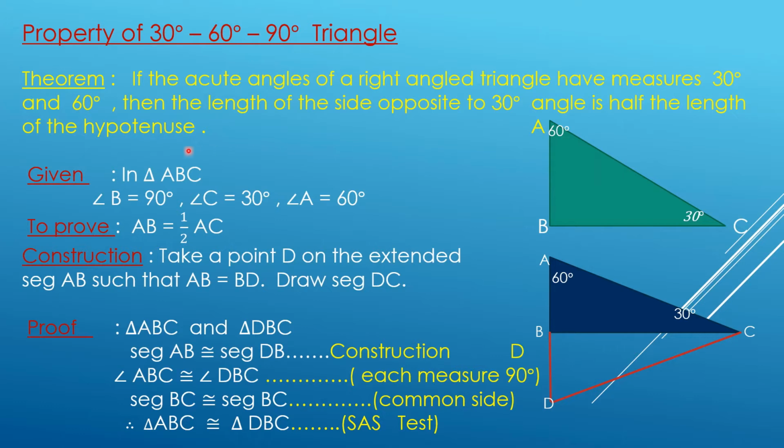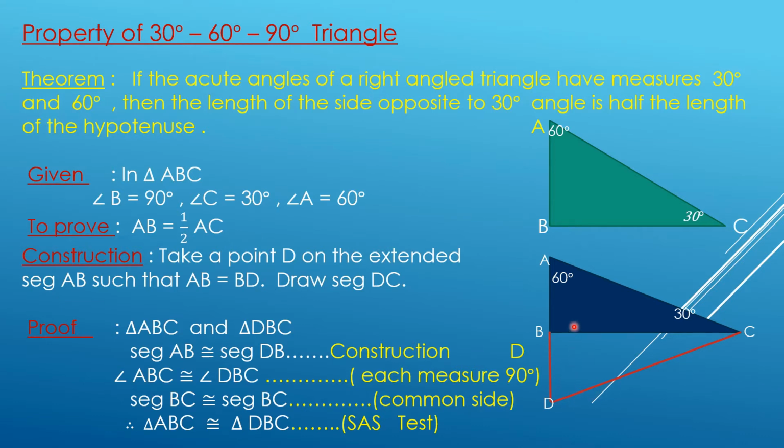First you have to write the given. In triangle ABC, angle B is equal to 90 degrees, angle C is equal to 30 degrees and angle A is equal to 60 degrees. Then to prove: AB is equal to half into AC. Then by construction, take the point D on the extended segment AB such that AB is equal to BD, and then draw the segment CD. Then proof.